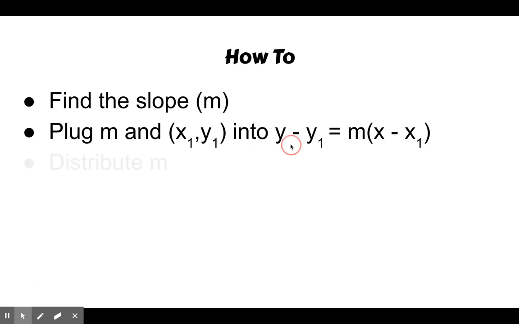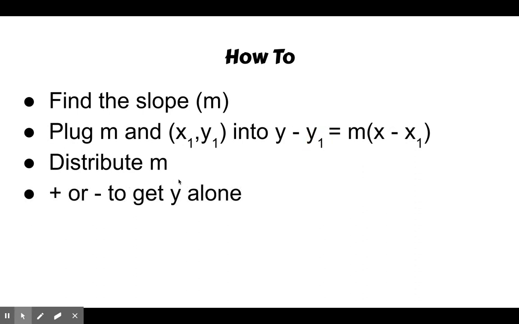So to do that, we are going to distribute this m. Remember, it's outside the parentheses, so we're going to be able to multiply that. And then we're going to get rid of this y1 by either adding or subtracting it to get this y alone. We do these 4 things, then we will have an equation that is in slope-intercept form. So let's take a look at that.